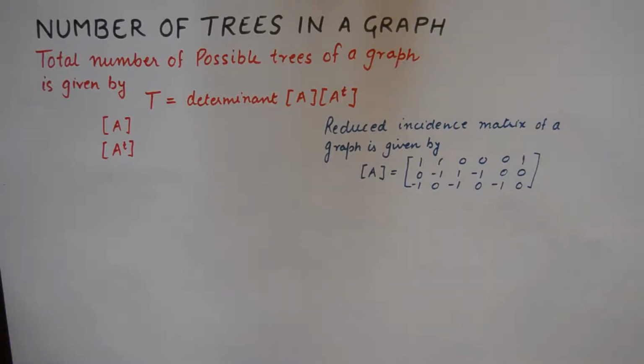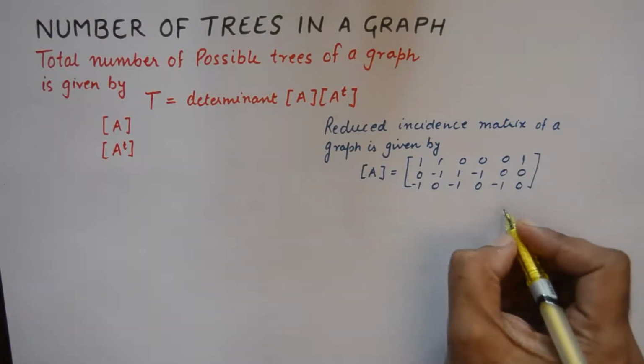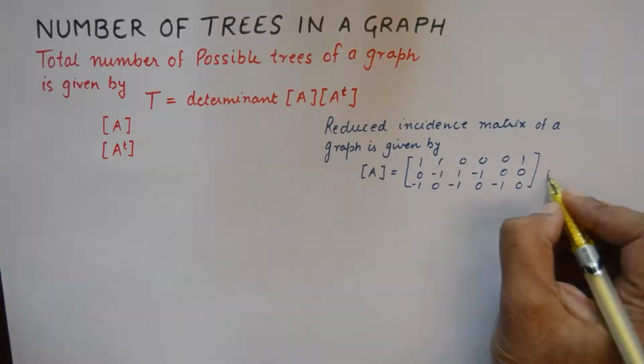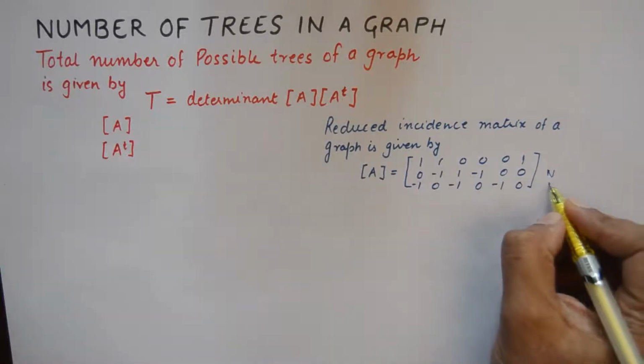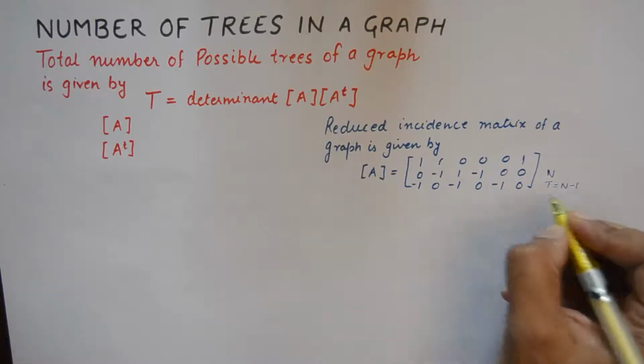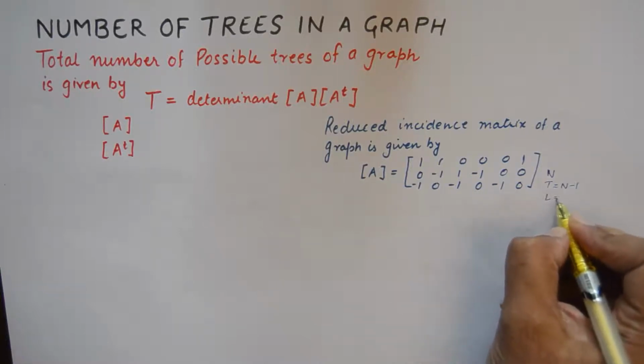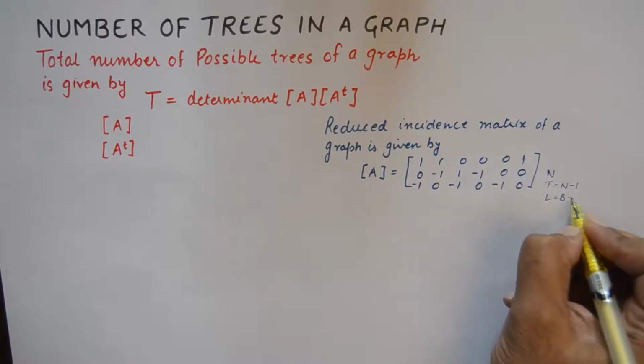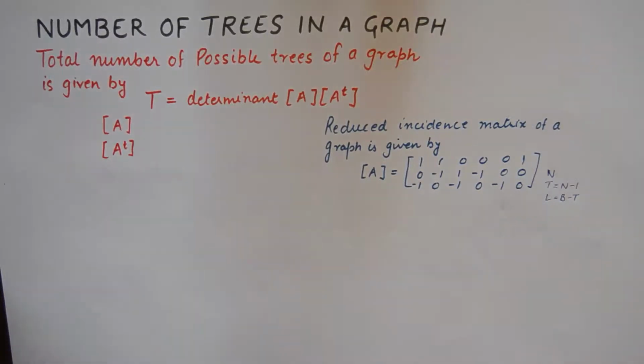These are theoretical properties of the trees, and we know the formulas for the twigs, and if the number of nodes are n, the number of twigs will be n minus 1 and number of links will be branches minus twigs.